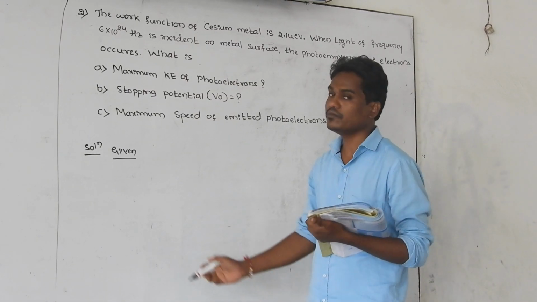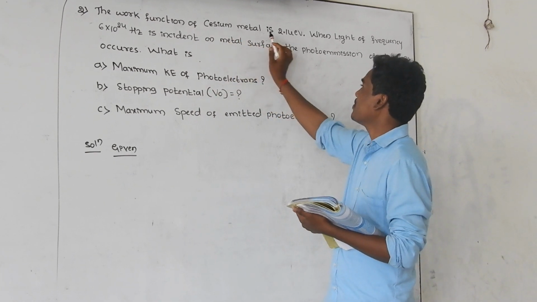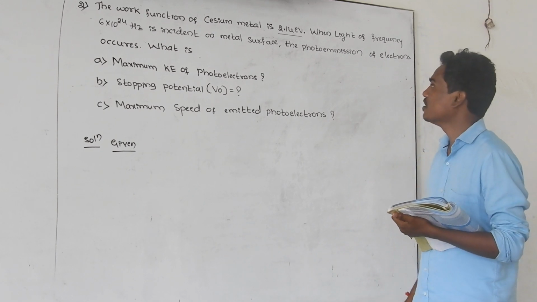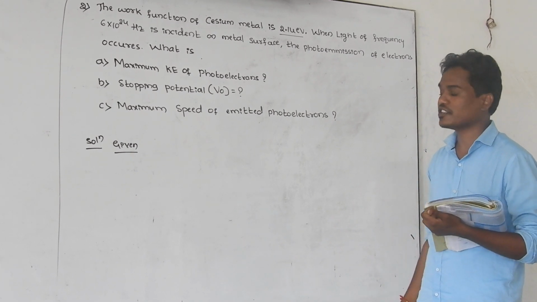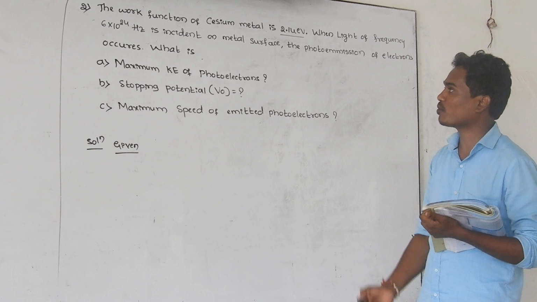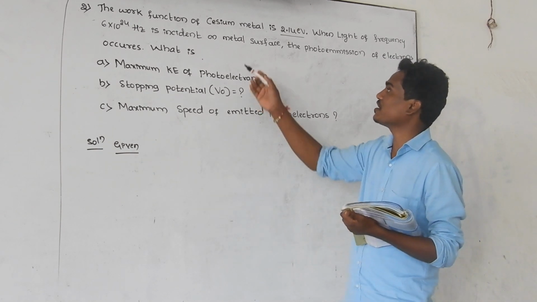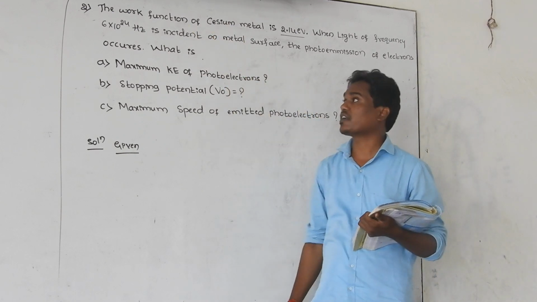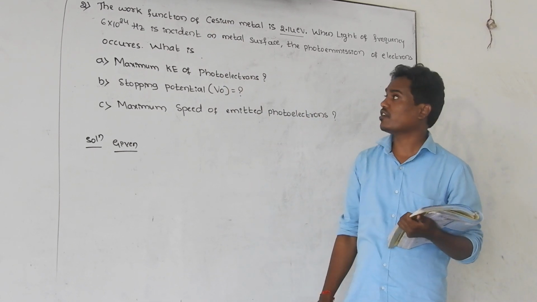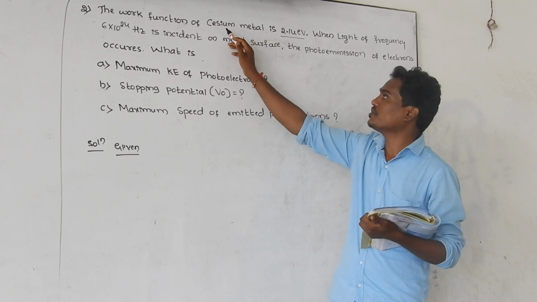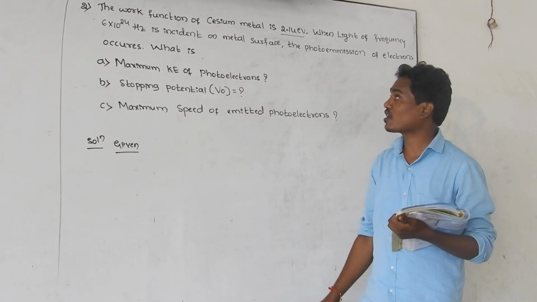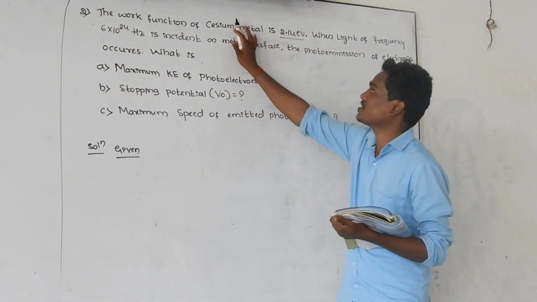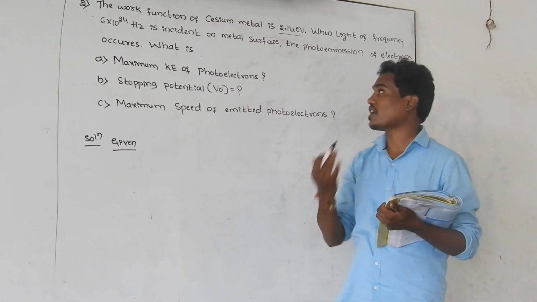Here, the second one: the work function of cesium metal is given as 2.14 electron volt. You know very well what we mean by work function. It is the energy required to emit the electron from the surface of the metal. That minimum energy required to emit the electron from the surface of the metal is called the work function of the metal. And in the list given in the theory classes, cesium has the minimum work function, and platinum is highest.